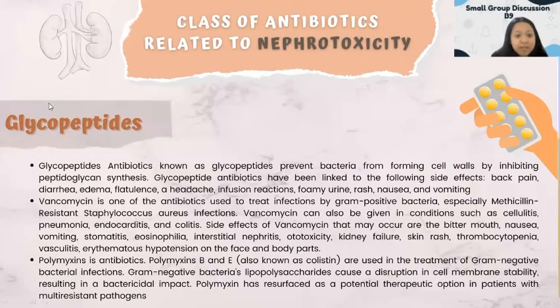So the last is polymyxin, an antibiotic. Polymyxins B and E are used in the treatment of gram-negative bacterial infection. Gram-negative bacteria lipopolysaccharides cause disruption in cell membrane stability, resulting in a bactericidal impact. Polymyxin has resurfaced as a potential therapeutic option in patients with multi-resistant pathogens.